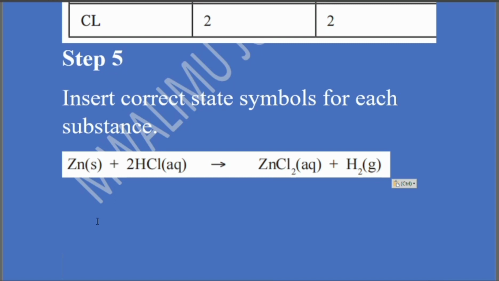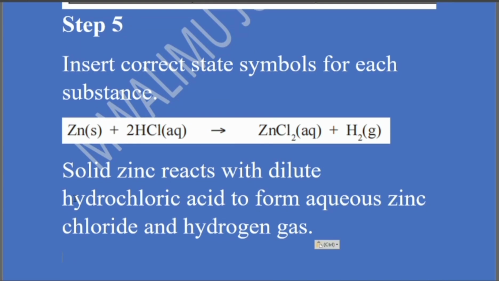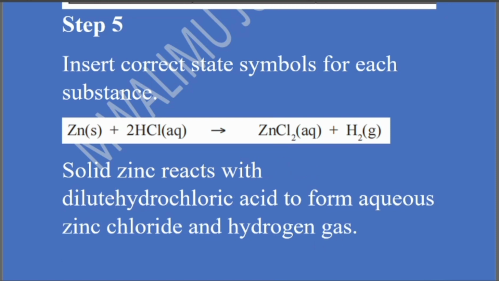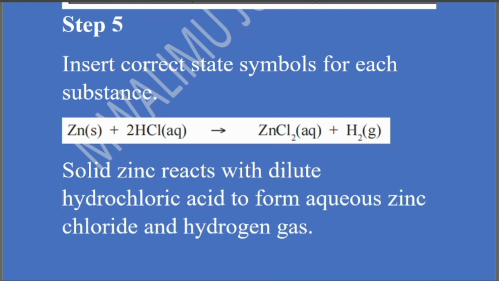So here we have our equation with the symbols. We have zinc, which is solid. We have hydrochloric acid, which is aqueous. We have zinc chloride, aqueous. Then we have hydrogen, which is a gas. So solid zinc reacts with dilute hydrochloric acid to form aqueous zinc chloride and hydrogen gas.